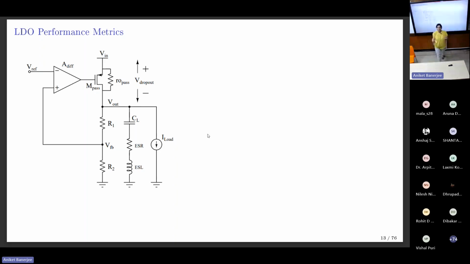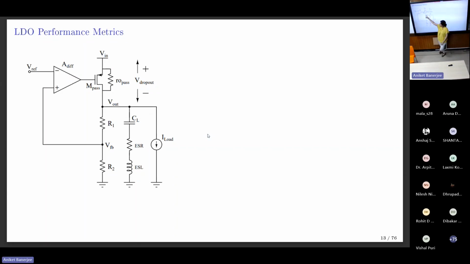I am assuming you know analog 101, but I'll still walk you through the LDO loop once so that you don't lose track. Quick refresher. Say I'm drawing a load current. Any load could be there. Think of it as, say, maybe a power amplifier. So there's a load being drawn here.